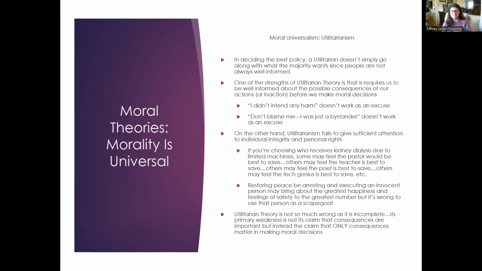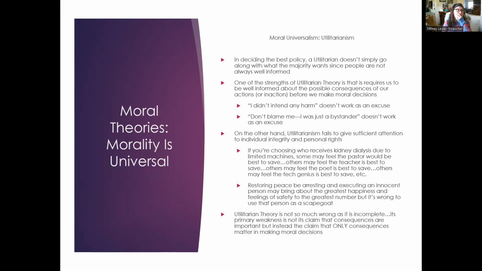All right. So in deciding the best policy, a utilitarian doesn't simply go along with what the majority wants, because people are not always well informed. One of the strengths of utilitarianism is that it requires us to be well informed about the possible consequences of our actions or inaction before we make moral decisions. It's good to think about the consequences. That's a great strength of utilitarianism, forcing us to think of all of the different possibilities.